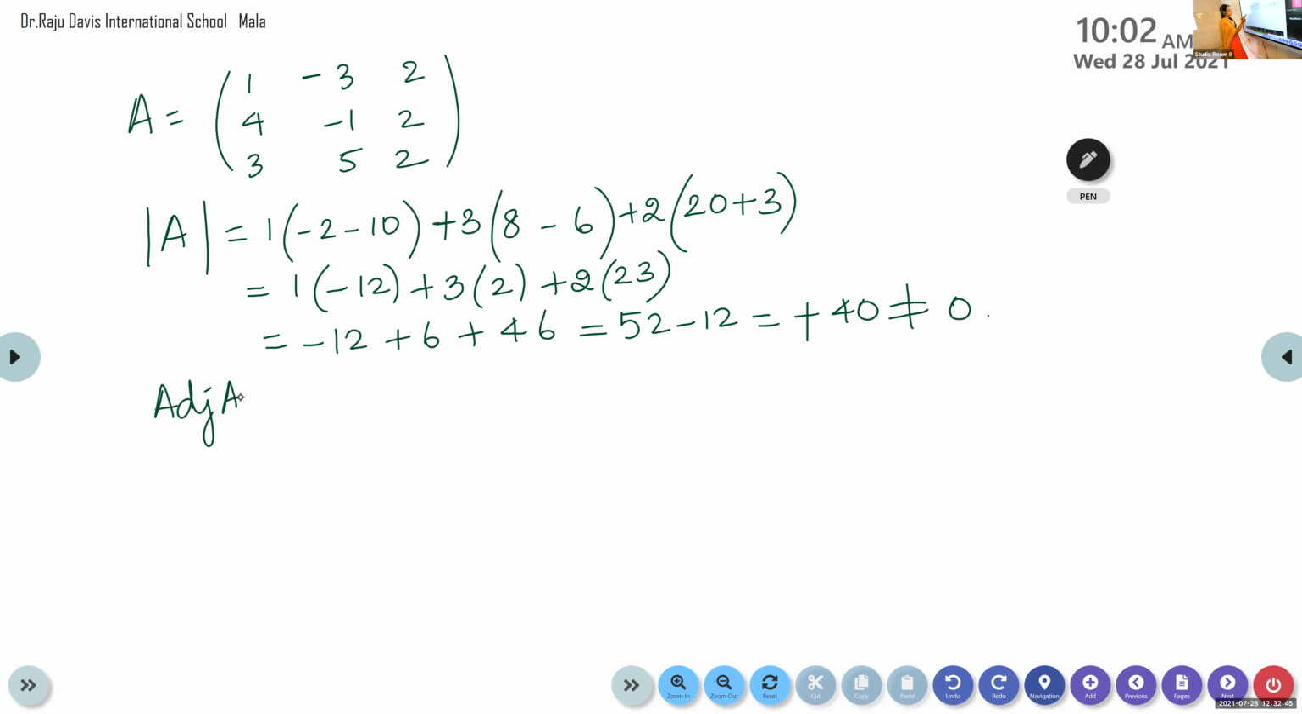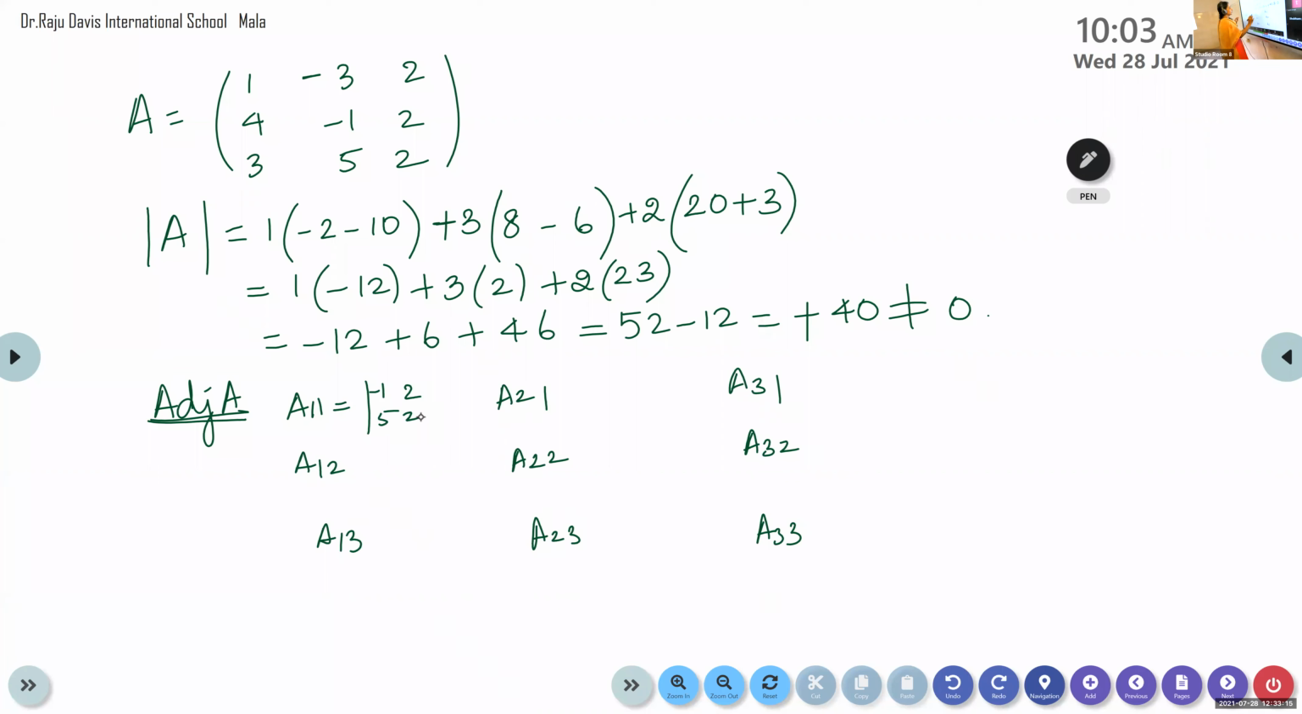We want to find adj. To find adj, we want to find A11, A12, A13. Then find out what is A21, A22, A23. Then find out A31, A32, A33. We want to find the adjoint. What is A11? First row, first column. It is plus, isn't it? It is determinant minus 1, 2, 5, 2. And what is A12? It is minus determinant.